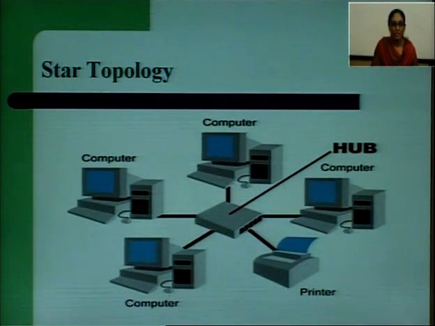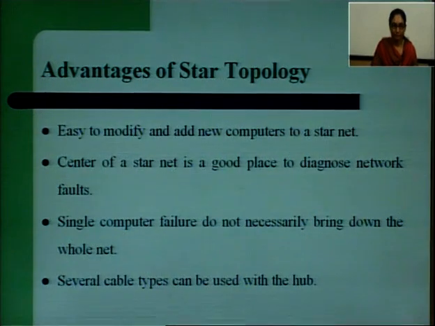An active hub means there is a hardware device called a repeater, which regenerates the signal. If it is a passive hub, that means it is only providing the connections. It provides only the physical connection. It does not regenerate or amplify the signals. So this is the star topology.